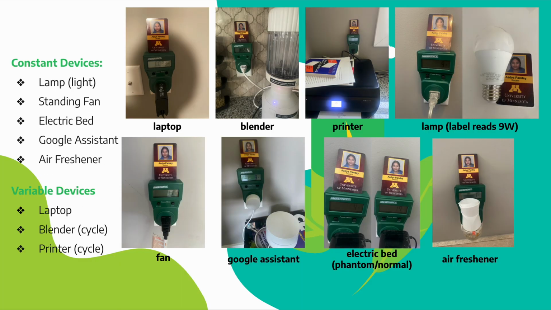So, in terms of devices that I used, a lamp and a light for constant power devices. The label on my light does read 9 watts in the picture. I also had a standing fan, an electric bed, which is basically a bed with reading lights on it, a Google Assistant, and air freshener. For my variable devices, I had a laptop, a blender, and printer. The blender and printer are cycle devices. In the pictures, I also included a phantom reading for my electric bed, as well as the normal reading, which was 4 watts when it was off and 19 watts when it was on.